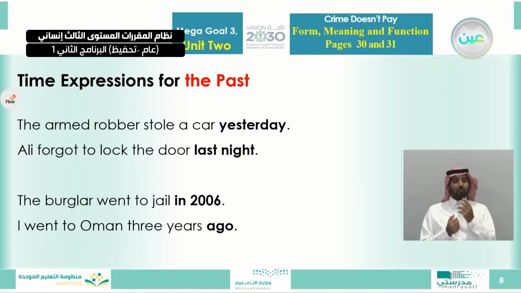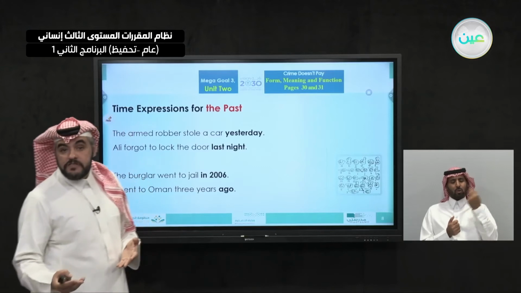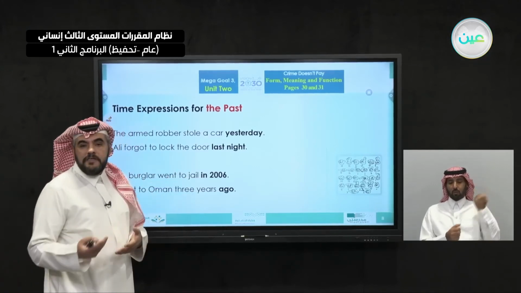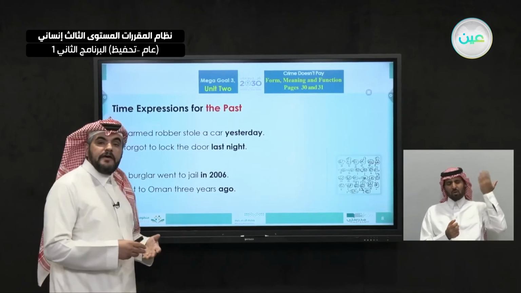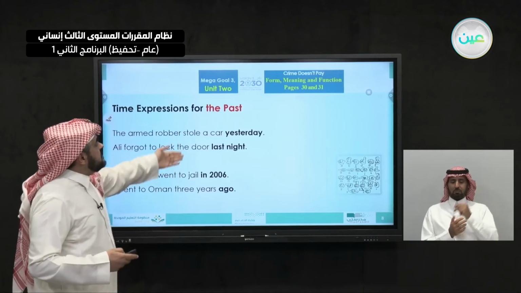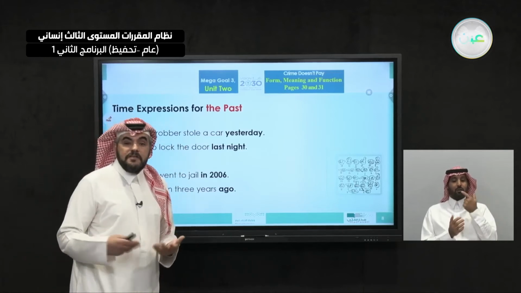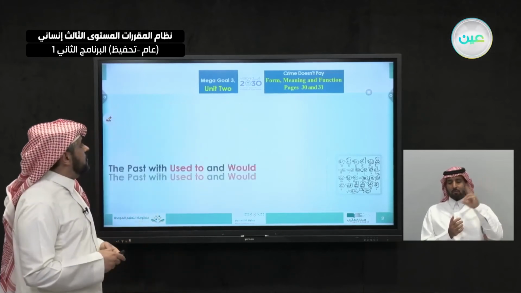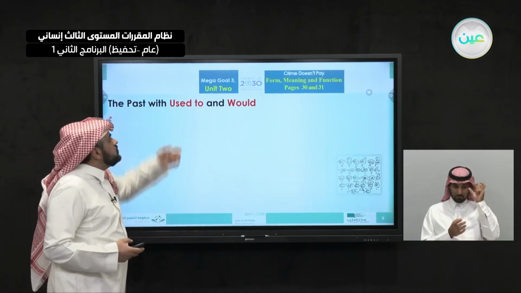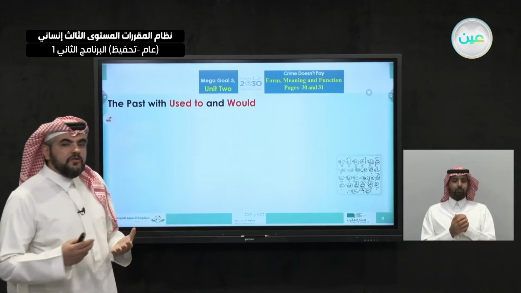And we can say "ago," like two days ago, two years ago, two months ago, two minutes ago, and so on. In 2006, in 1999, in January, and so on. Last night, last month, last year. Okay, these are examples of past expressions. Now, the past with "used to" and "would." What is the meaning of "used to"?